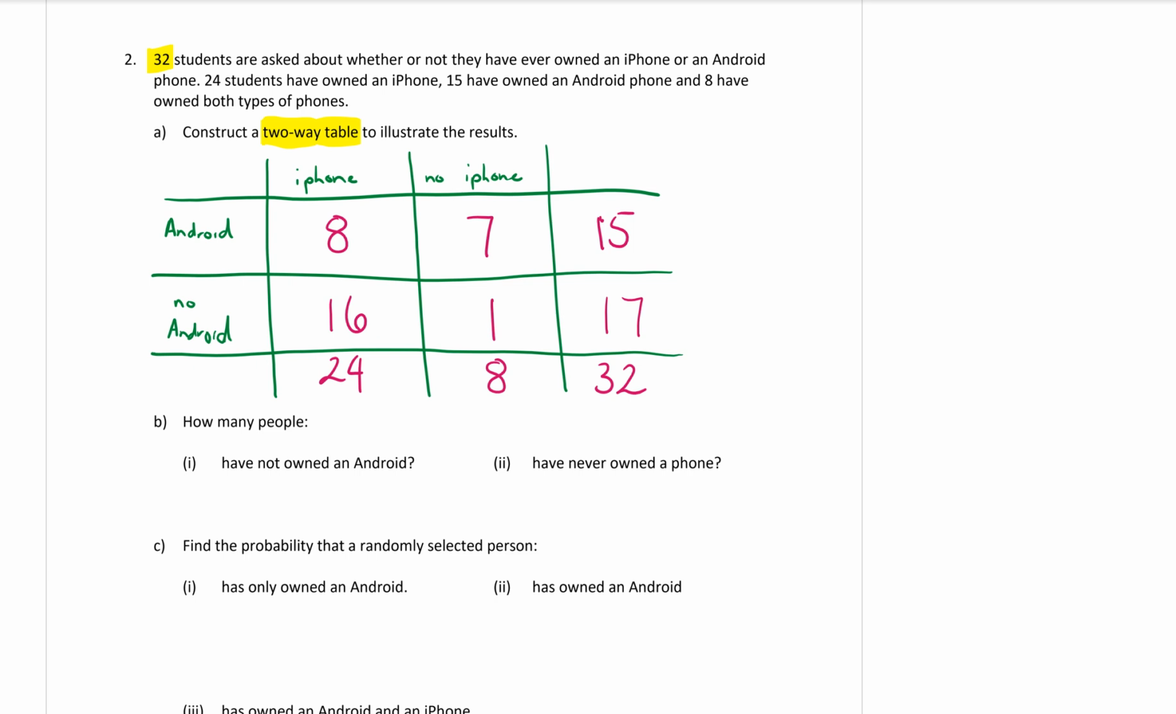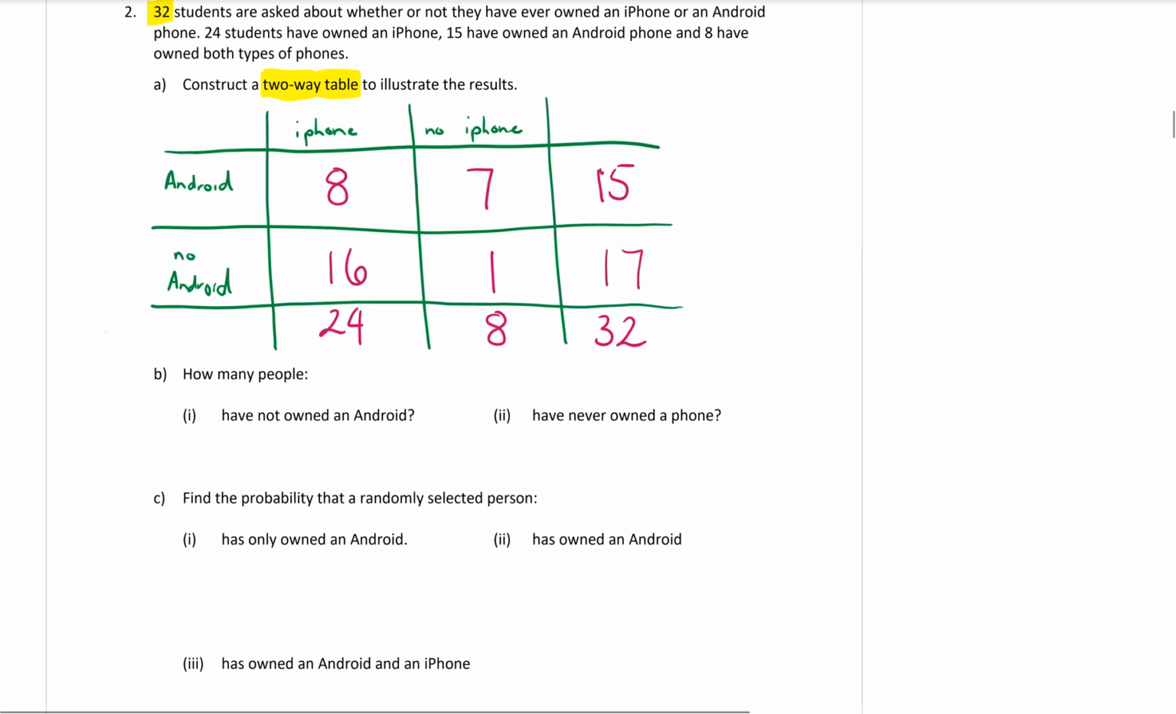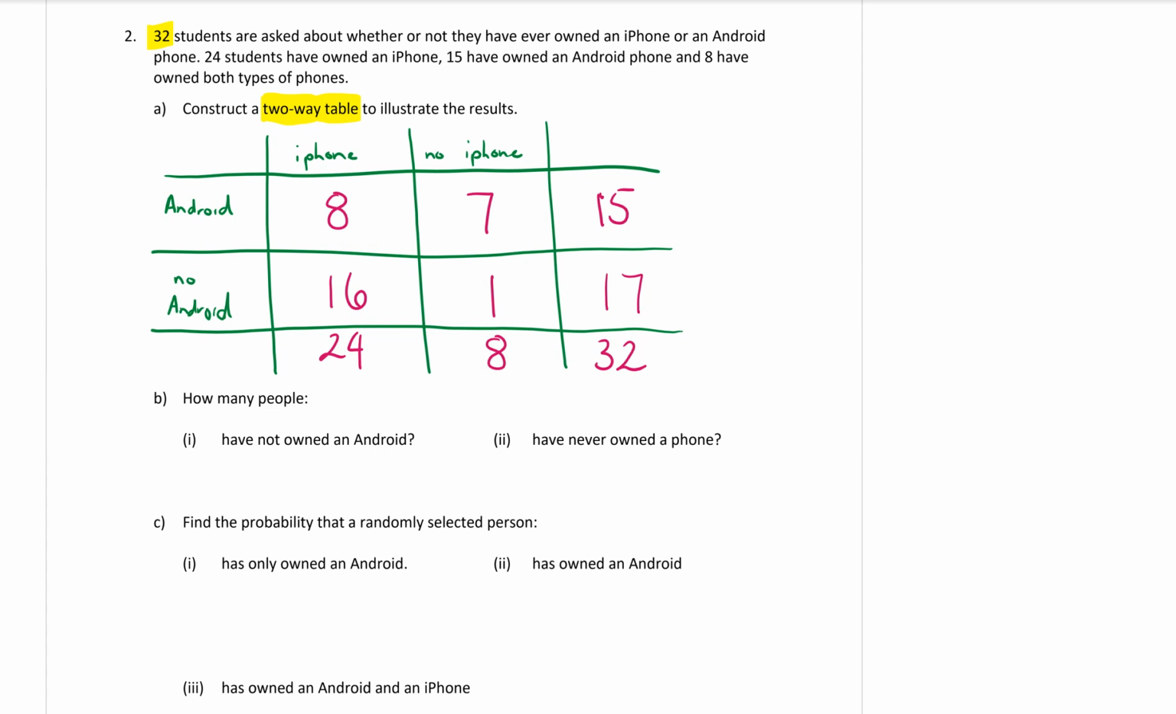So once you've got all the numbers in your two-way table, again we want to answer some questions. So the part B is finding how many. So how many people have not owned an Android phone? So no Android phone. In total, there was 17 people who have never owned an Android phone. So 17 goes in here. Have never owned a phone, that means never owned a phone at all. So no iPhone and no Android. That intersects here at the number 1. There is one person who has never owned either type of phone.